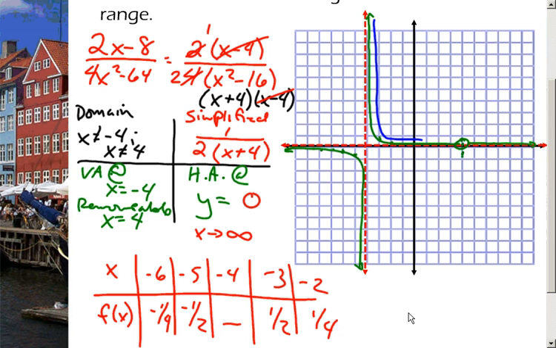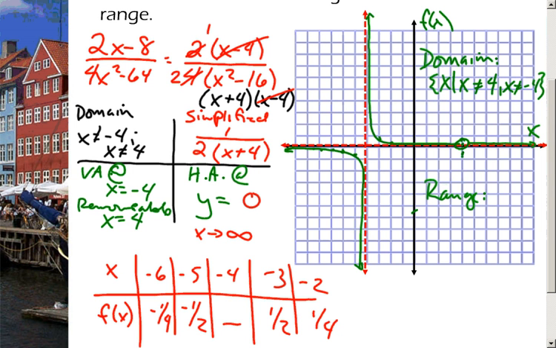Okay, so domain and range. Your domain, we've already kind of messed with, so let's formally say this. My domain is x such that x cannot equal 4, x cannot equal negative 4. My range, what's that going to be? Oops, I forgot to label my axes.